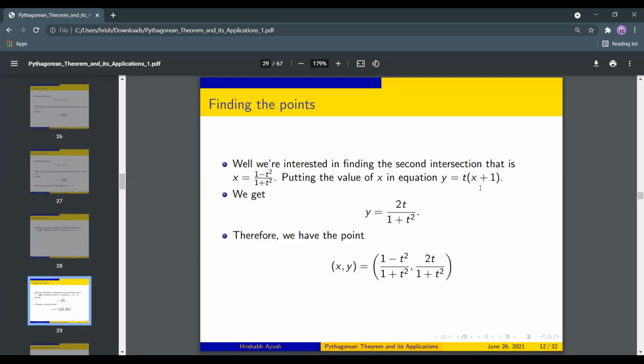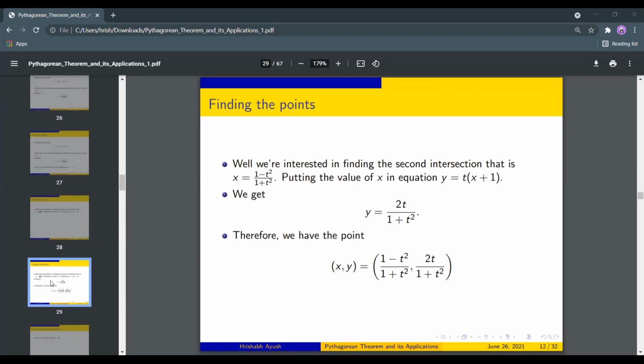You find (1 minus t square) upon (1 plus t square) plus 1, and then send the denominator to the numerator. The t square terms get cancelled and you have 2t upon 1 plus t square. Does that make sense? Yeah. Okay. Let's move to the next slide.